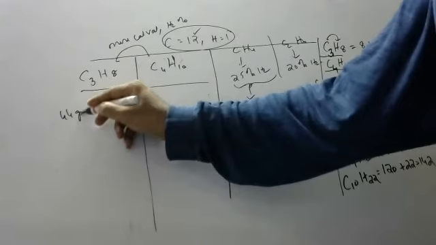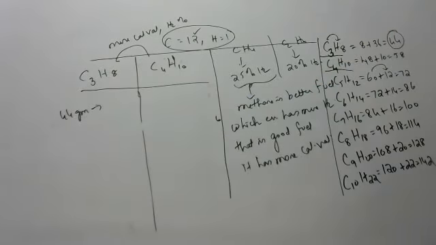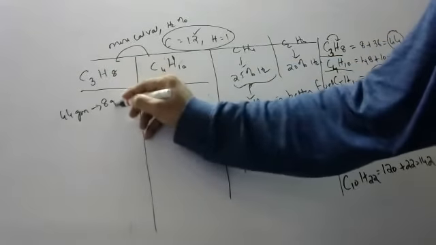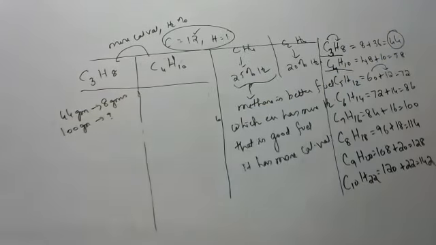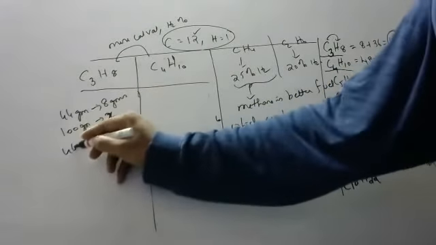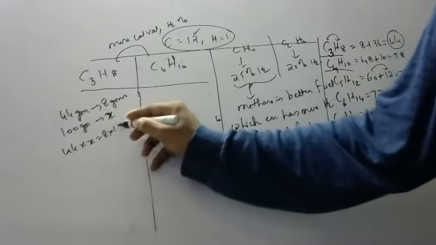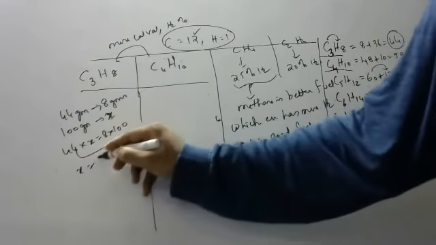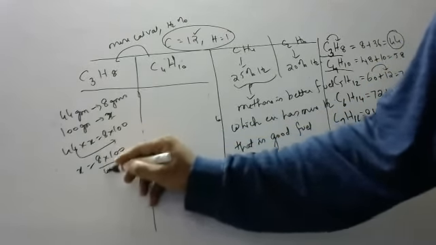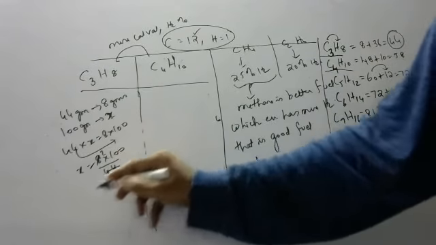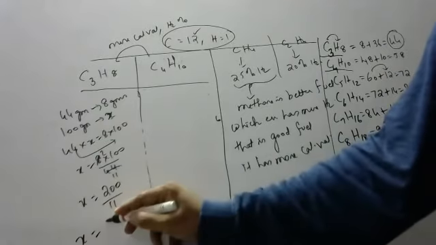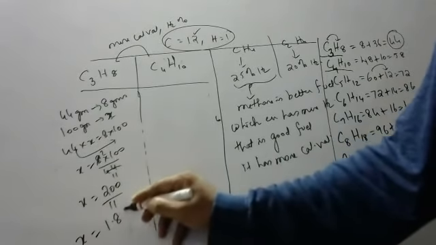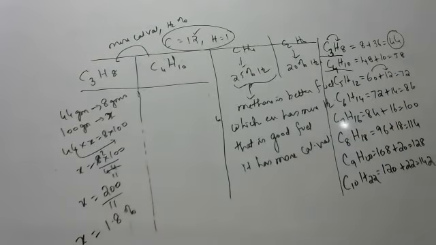Sir, the total weight is 44. 44 has 8 grams of hydrogen. So 100 grams will have x grams. x into 44 is equal to 8 into 100. x is equal to 8 into 100 by 44, which is 200 by 11, so 18.18%. Okay. C4H10. Mute your audio.